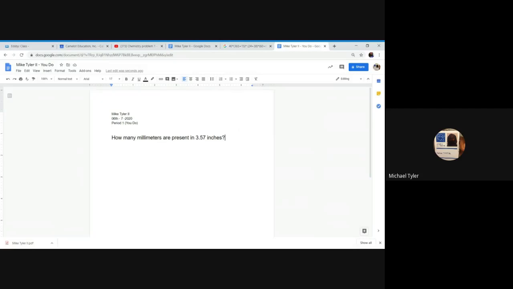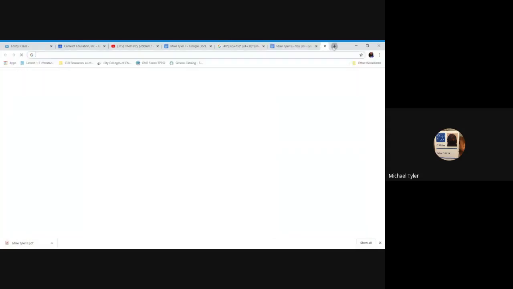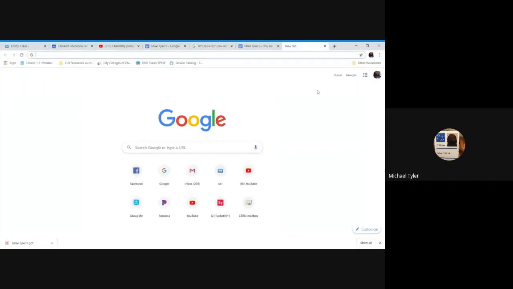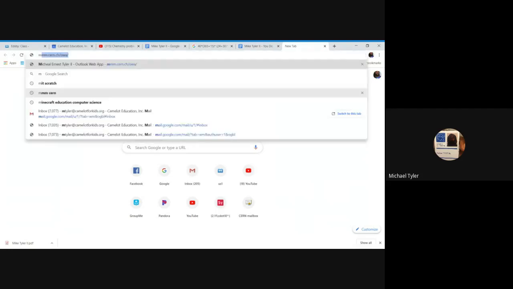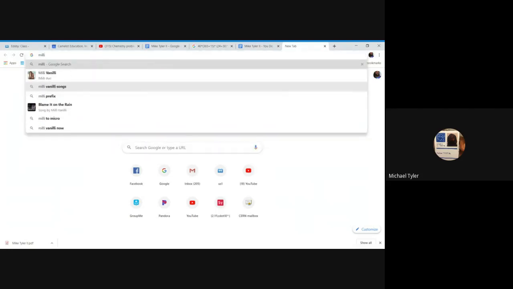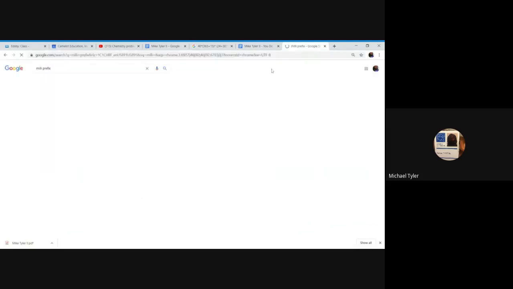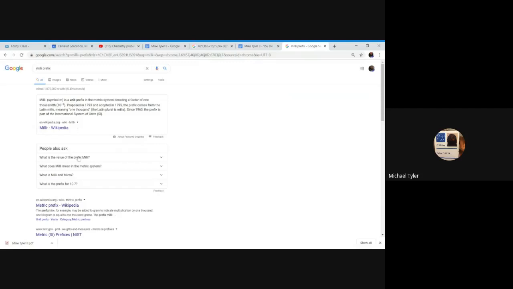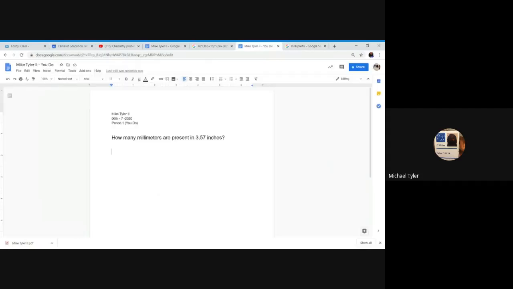All right. So now we're going to work on this problem. But we need to understand some things, like what is a millimeter. When you say milli, what does milli mean? We talked about this in class. If you're not sure, this is the time we have to use our computers more effectively. If I put in milli, not Milli Vanilli, but the prefix, you see it's a unit, and it means times 10 to the negative third. So what does that mean in terms of this problem?